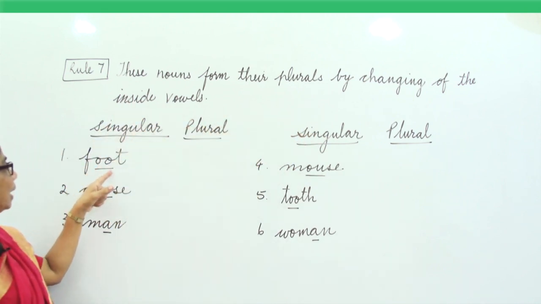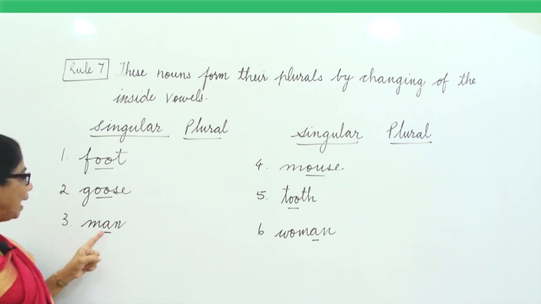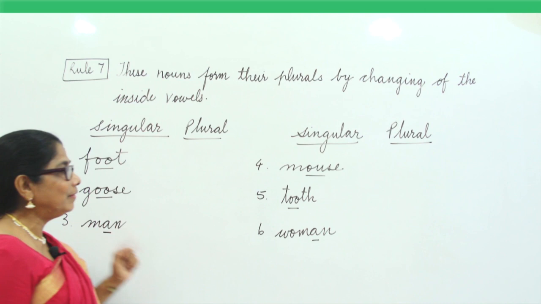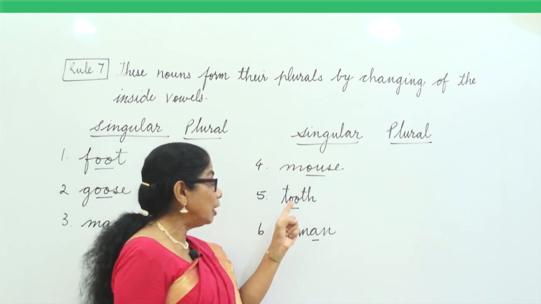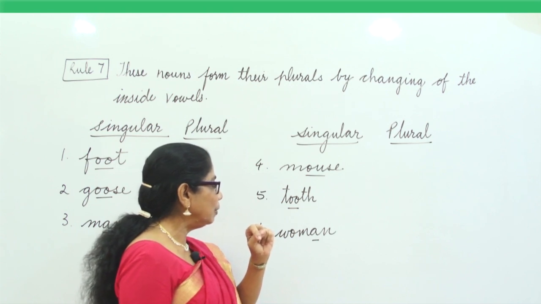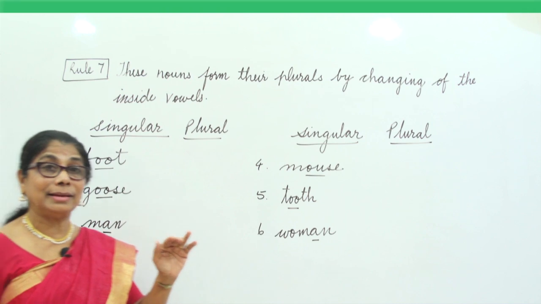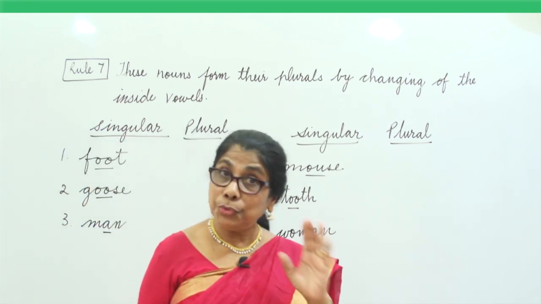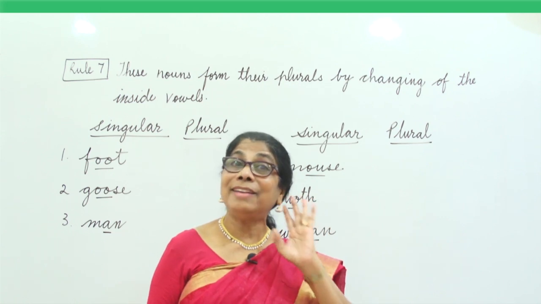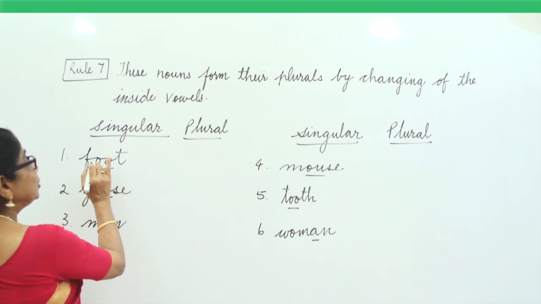For foot you have double O, goose you have double O inside, man you have A as the inside vowel, mouse you have O and U vowels, tooth again you have double O, and woman you have O and A. Now all the vowels inside we are going to change to form the plural. And these are only a few words. We don't have many, we just have a few. Let's do the answer. Now, we will change this.